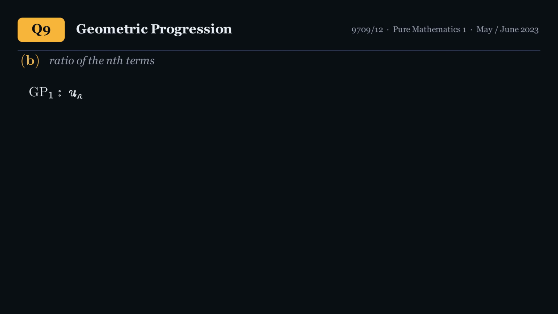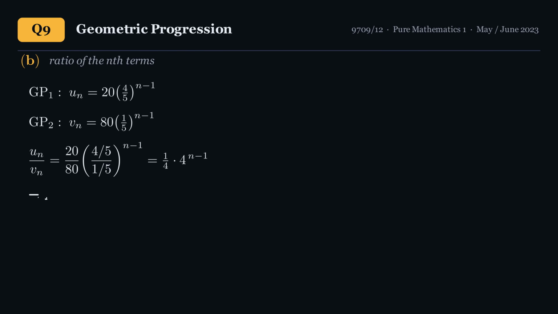First GP, un equals 20 times 4/5 to the n minus 1. Second GP, vn equals 80 times 1/5 to the n minus 1. Divide un by vn. The ratio simplifies to 4 to the n minus 2. So un equals 4 to the n minus 2 times vn.